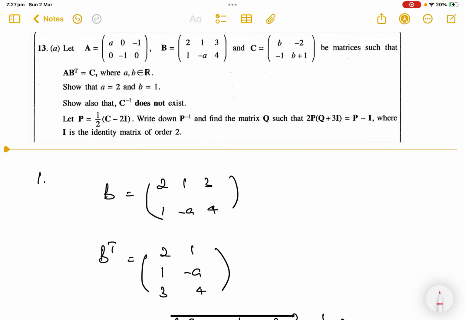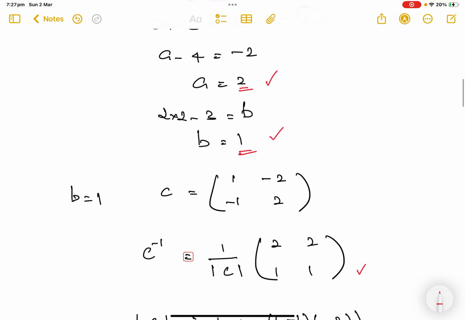Yeah, we're done. Let P equal half C minus 2I. Write down the inverse of P and find the matrix Q such that 2P times Q plus 3I equals P minus I, where I is the identity matrix of order 2.